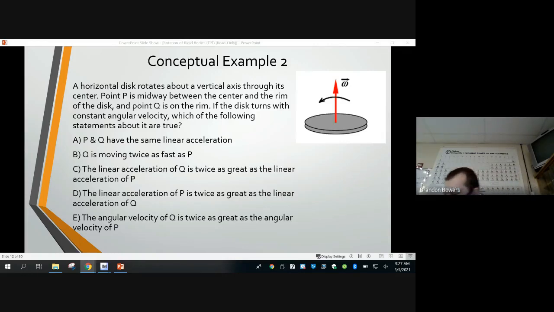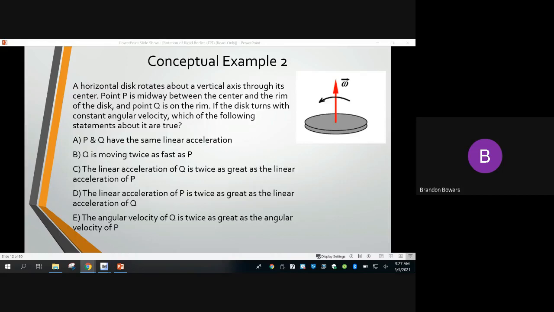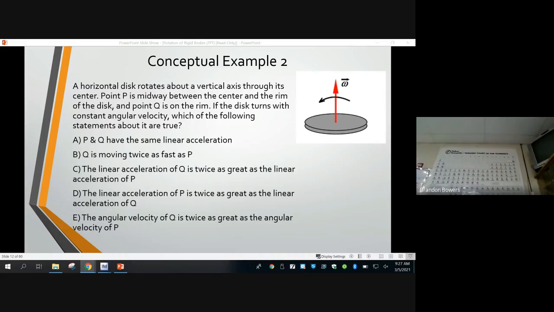All right, so for example, let's see. So here to here is P, right? Point P is midway, and then Q is on the rim. So Q is over here. So Q, P. Which of the following is true? I think P is the middle of the radius. So I think he's trying to say it's the middle of the radius because it says between the center and where that red arrow is.